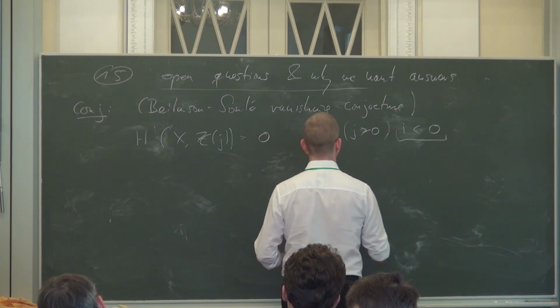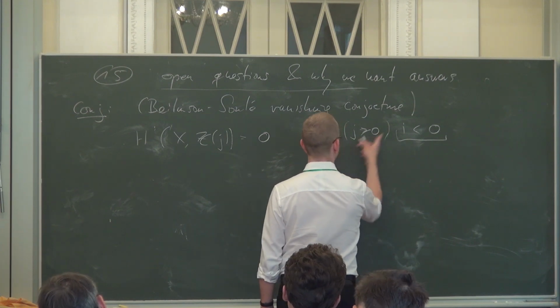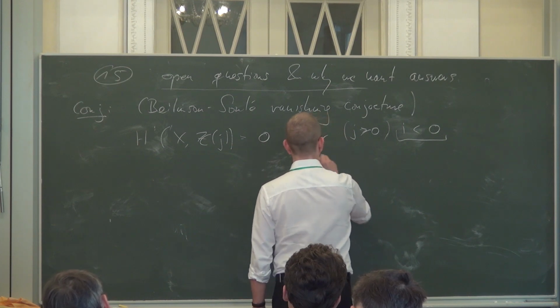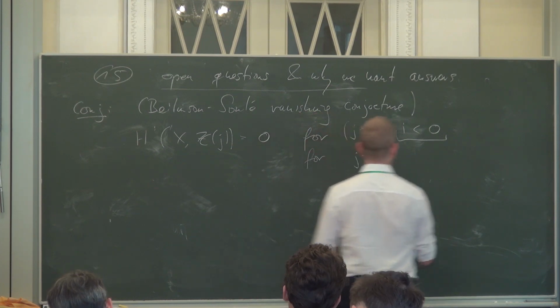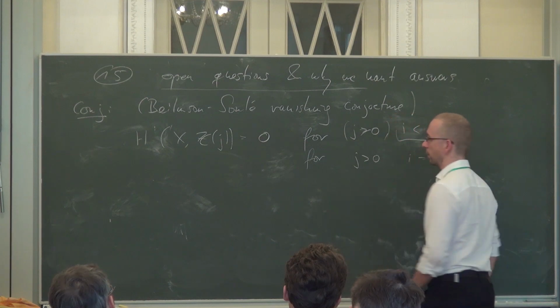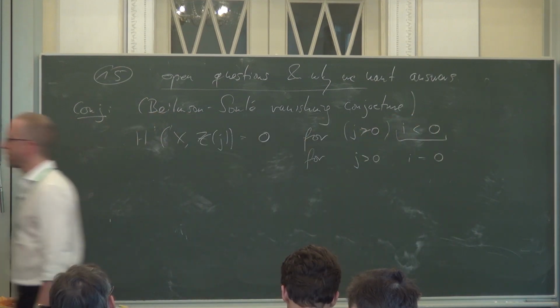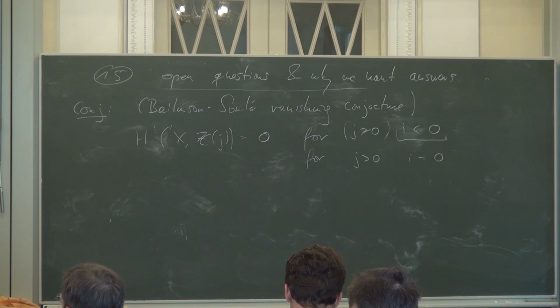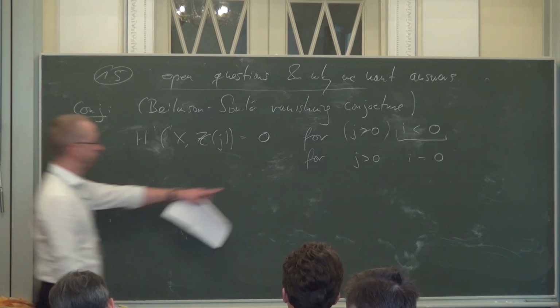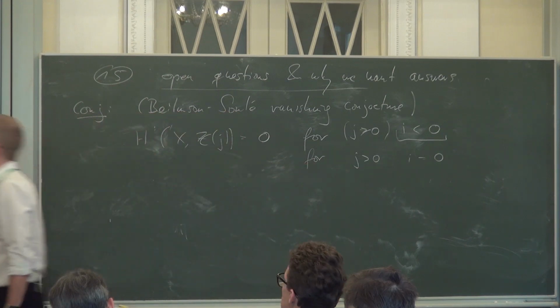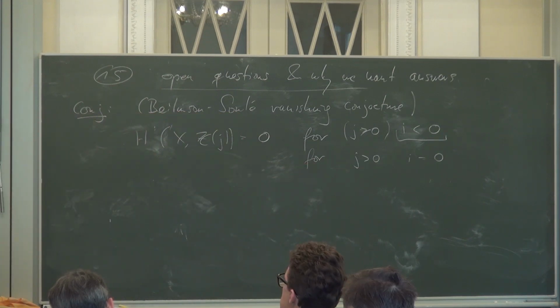statement. We would also want a vanishing for when J is greater than 0 and I is equal to 0. So if J and I are 0, we know that we have a Z here, but the expectation in this refined part is that also on this J line here, we should have zeros. I guess here we know it, but here we don't.